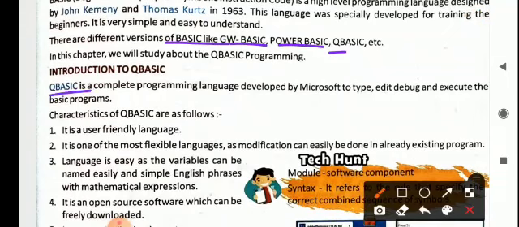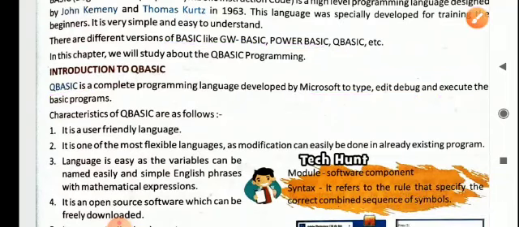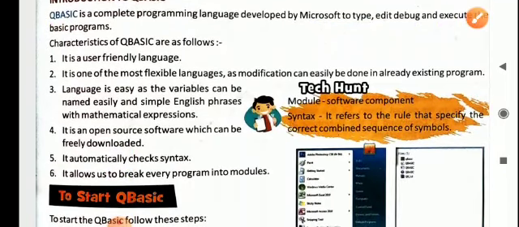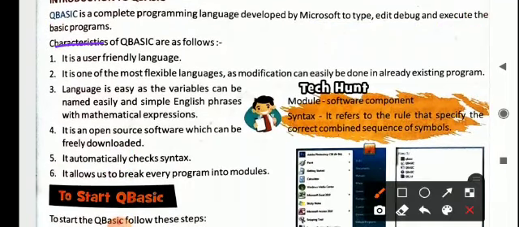Now QBasic is a complete programming language developed by Microsoft to type, edit, debug and execute the BASIC program. Type means you can write the code, edit means you can make some changes, debug means you are finding the mistake and correcting it, and execute means run the BASIC program to see the output or the desired output. Okay. Now let's begin with characteristics of QBasic.